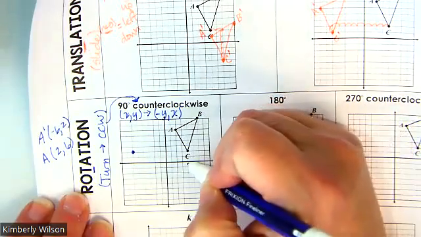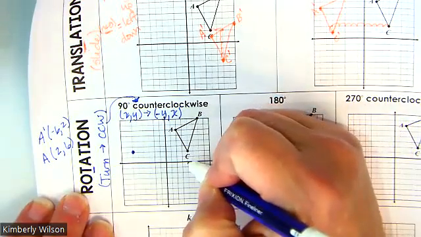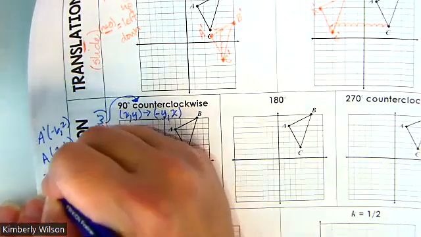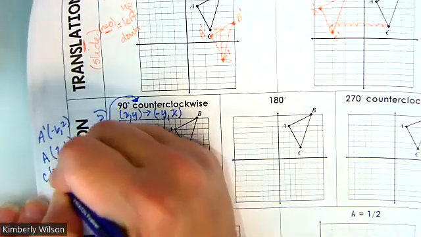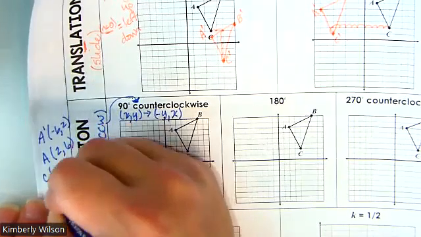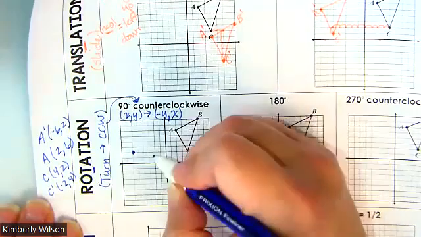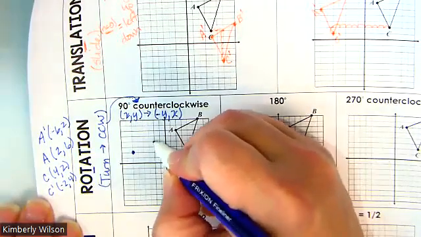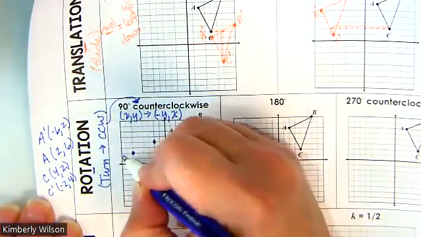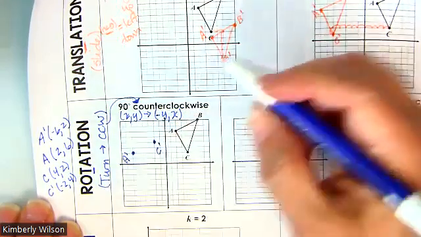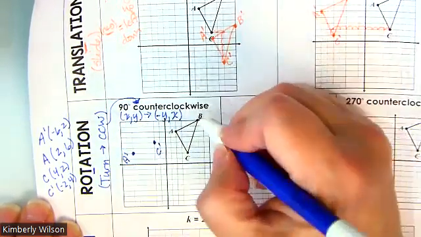C right now is at 4, 2. So C is at 4, 2. So the C image is going to become -2, 4. Oh, need to label that. That's A1. This is C prime. I'm sorry, A prime, C prime.